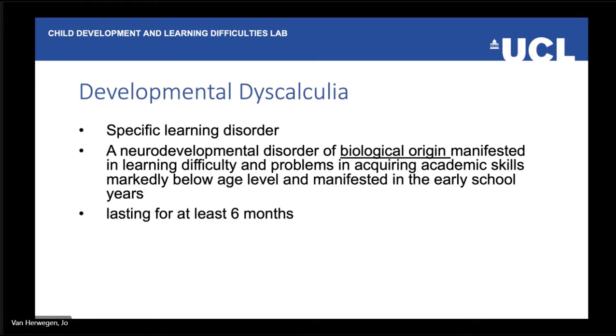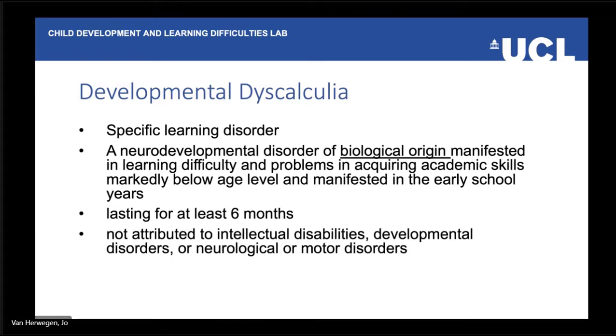What that means is that we can only diagnose children with developmental dyscalculia once we've assessed them repeatedly, because we get a lot of false positives otherwise. A lot of children might do poorly on a task one day, but don't really have developmental dyscalculia. But children who have developmental dyscalculia will persistently show these difficulties over a time span of more than 6 months and perform markedly below age level expectations.